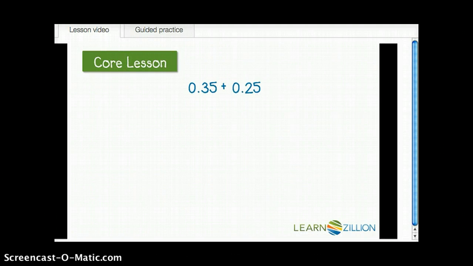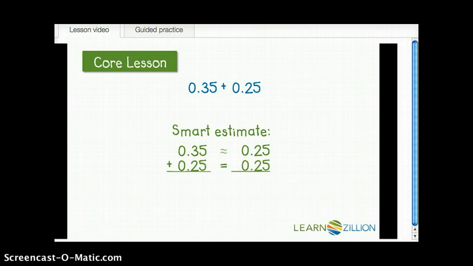Before we begin to add 35 hundredths plus 25 hundredths, we first are going to make a smart estimate. In a smart estimate, you don't have to round to an exact place, but you want to round to a familiar or easy to use number. So I'm going to round 35 hundredths to 25 hundredths. And I'm going to use 25 hundredths exactly how it is. When I add those together in my head, I know that that's about 50 hundredths. So my estimate is that this will be about 50 hundredths.